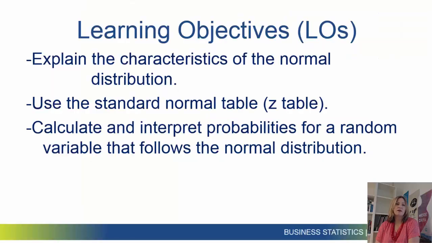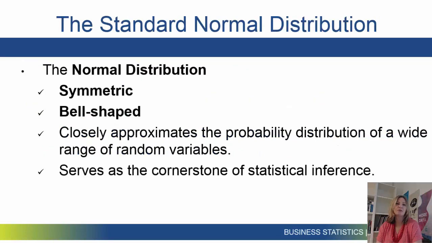Here are the learning objectives. Firstly, we're going to look at the characteristics of the normal distribution. Then we're going to talk about how we use the standard normal table, the Z table. And then we're going to calculate and interpret probabilities for a random variable that follows a normal distribution.